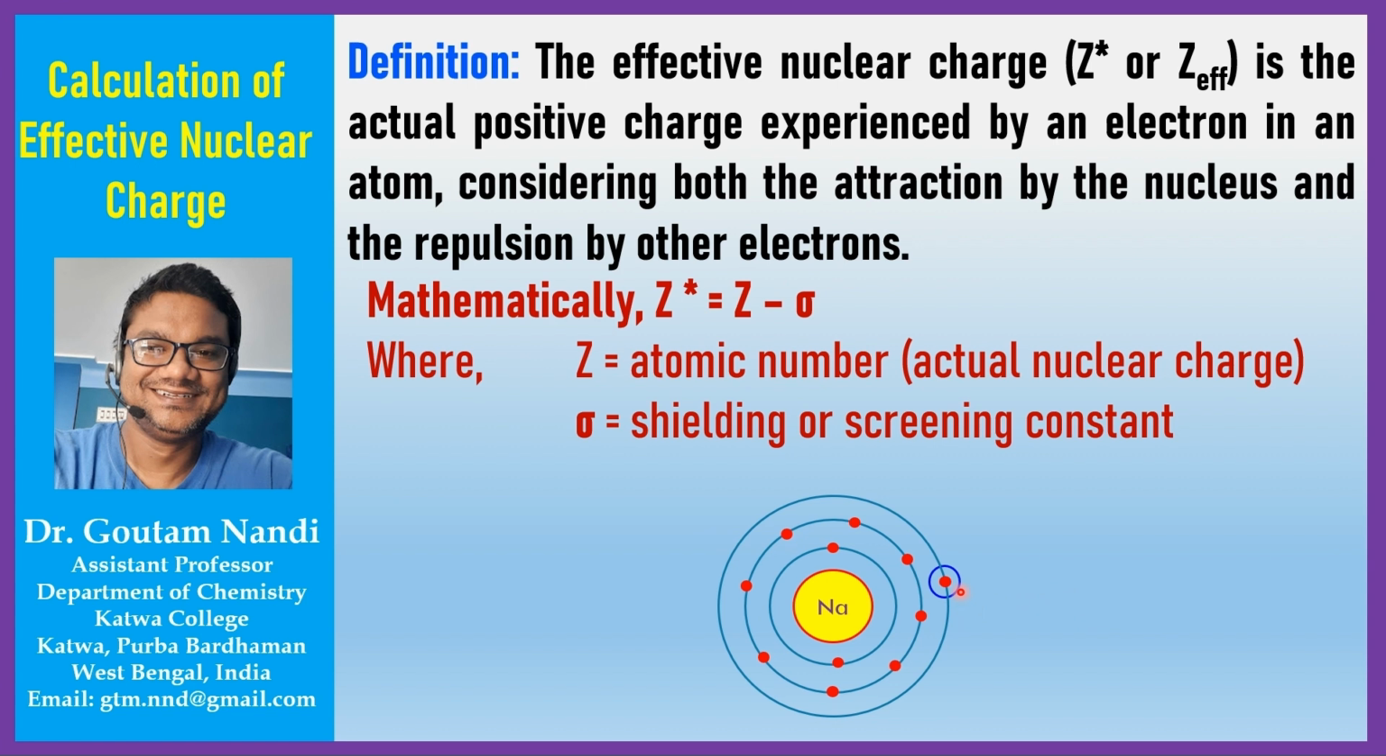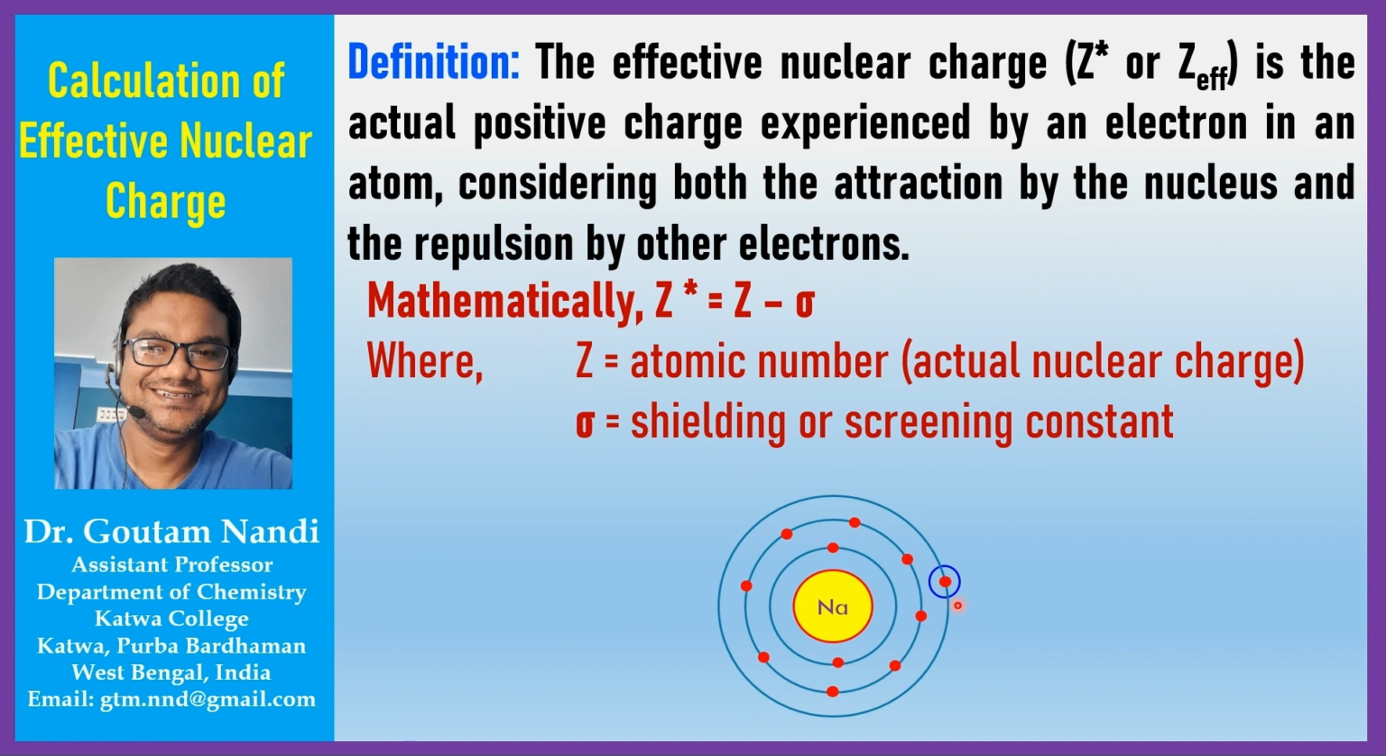Okay, now consider this electron in the third orbit. This electron will not experience the power of 11 protons. Why? Because the first and second orbits are screening the nucleus. So this electron in the third orbit will experience less nuclear charge, and that reduction is actually the sigma or the screening constant. If we know the sigma, that will be subtracted from the actual nuclear charge, and that will give the effective nuclear charge for this particular electron.